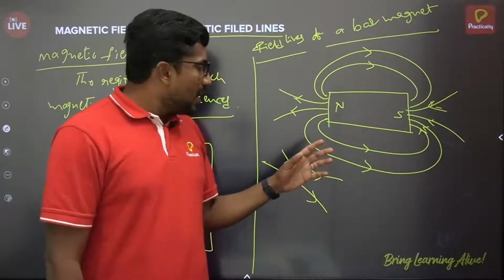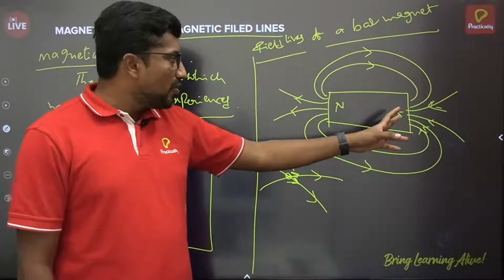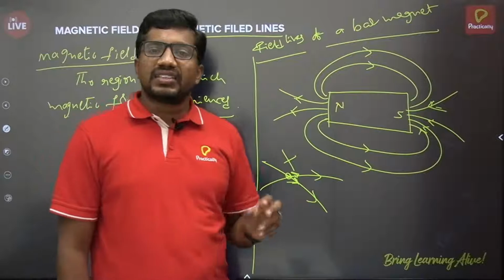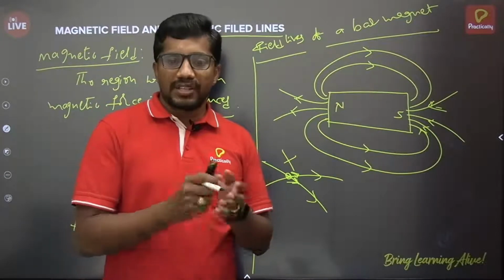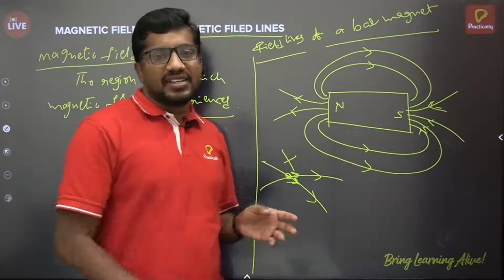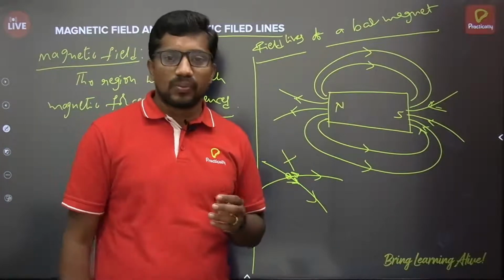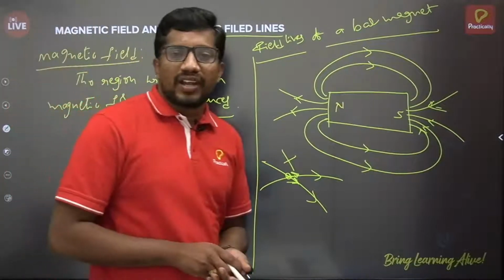All right. And next, these magnetic field lines inside the magnet will be moving from south to north. Remember it. Next, if the magnetic field lines are closer, then the relative strength of the magnetic field is high. If the magnetic field lines are far away, then the magnetic field strength is low. All right. So this we can observe with the help of another activity.